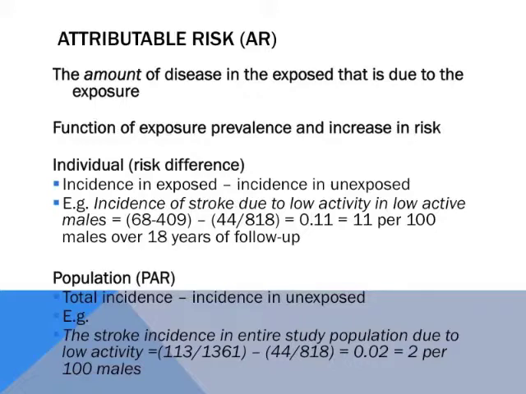Unfortunately, the authors do not report the exact number of cases in each tertile, but this can be estimated by working backwards from the risk ratios and the total number of subjects and cases. So we're able to estimate the attributable risk. To make this measure more meaningful, I've assigned the low exposure group as unexposed and the moderate and high physical activity groups as exposed. So we see that 11 cases of stroke per 100 inactive males are due to their inactivity, and that 2 cases of stroke per 100 males in the population is due to inactivity.